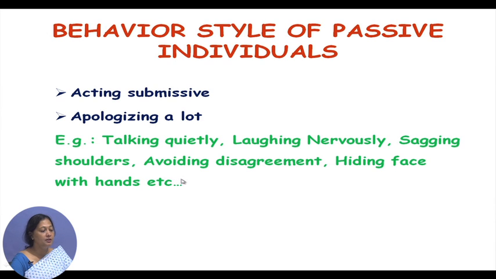Some of the examples being talking quietly, laughing nervously, sagging shoulders, avoiding disagreement, hiding face with hands, etc. So, I do not want others to see my facial expressions, drooping shoulders. So, please back up and sit properly, all of you.